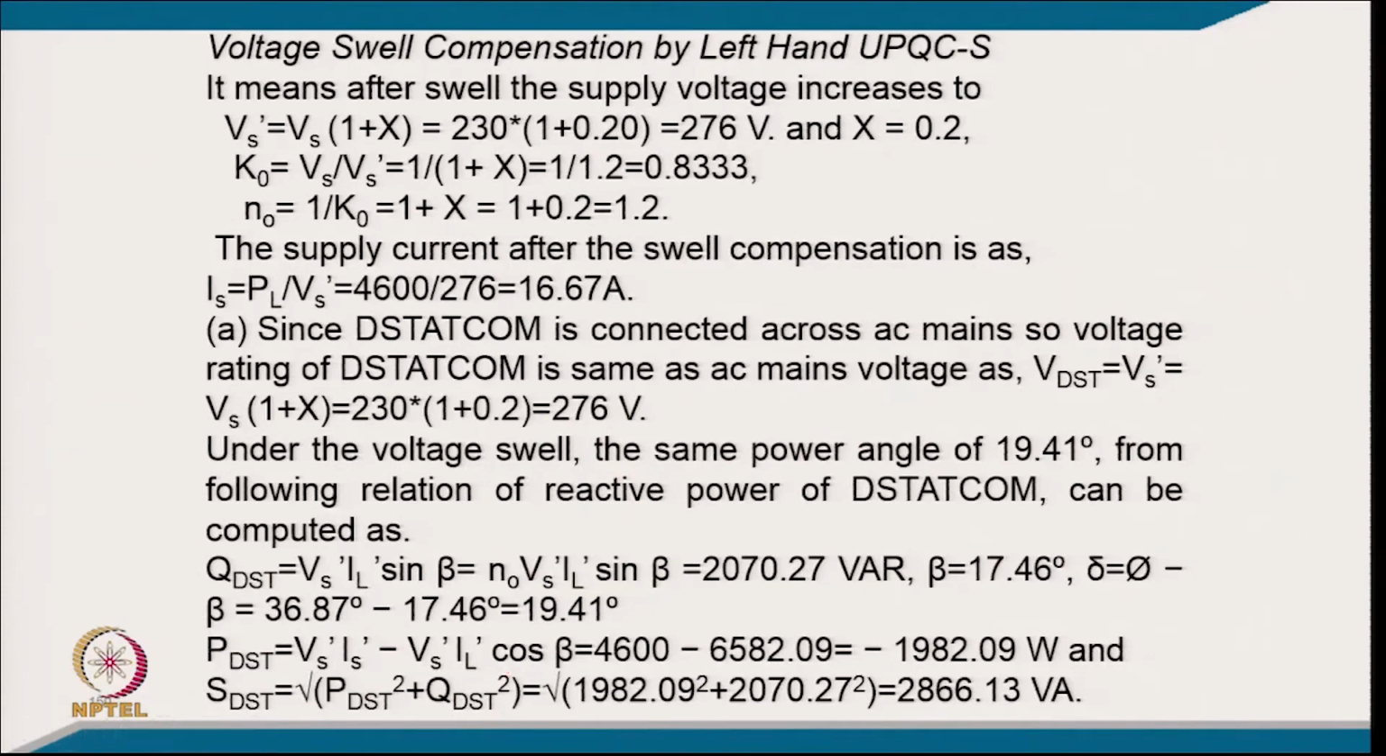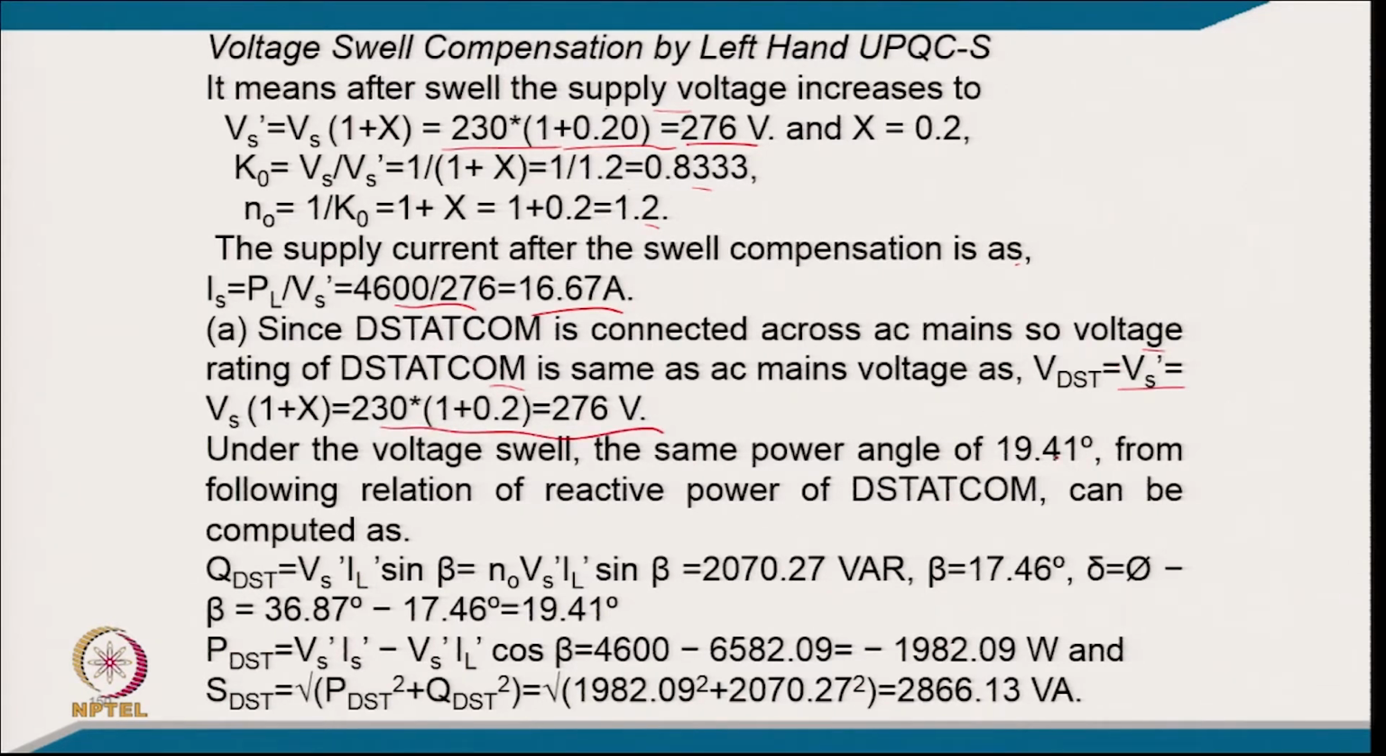So, coming to voltage swell compensation, typically for the left hand UPQC, after the voltage swell the supply voltage increases to 230 into 1.2. So, it is 276 volt, and you can calculate the K, that comes typically 0.833, and then 1.2. The supply current after the swell compensation is typically 4600 divided by 276, so it is 16.67 on the supply side. Since the DSTATCOM is connected across the AC, the voltage of the DSTATCOM is the same as the AC voltage, that is typically 276 volt.